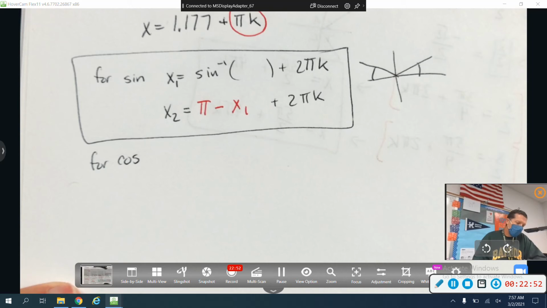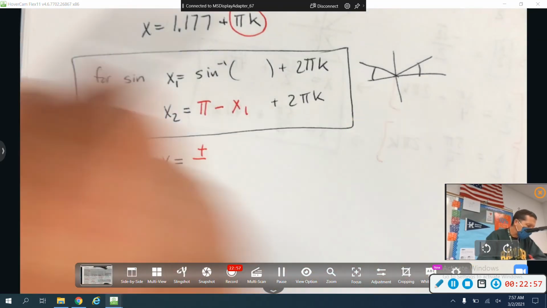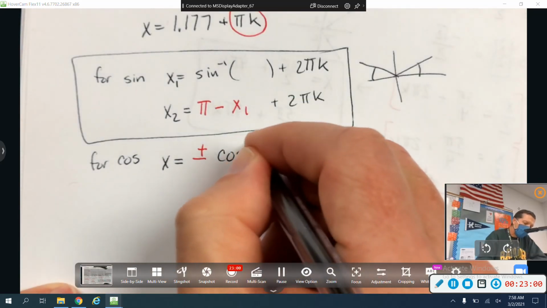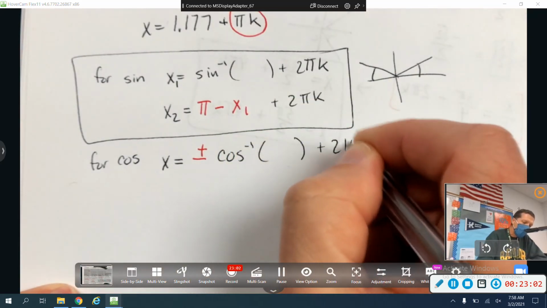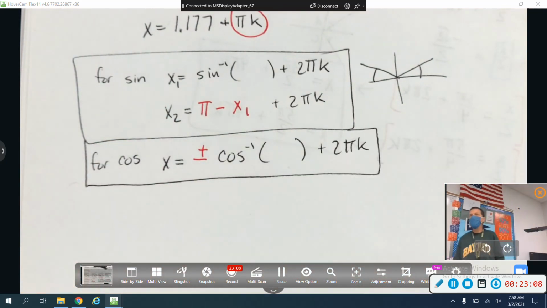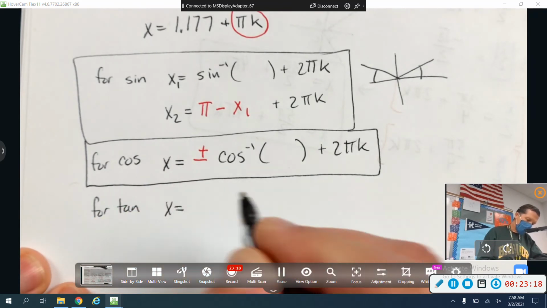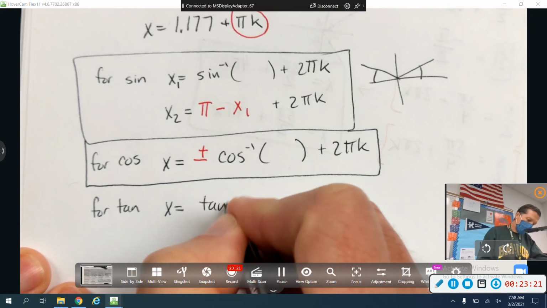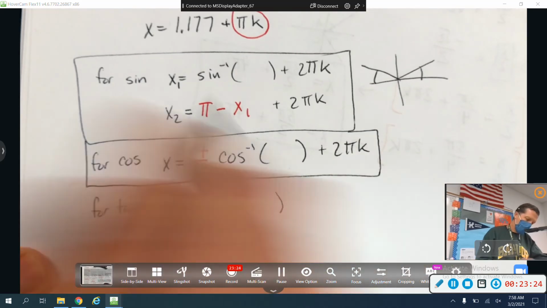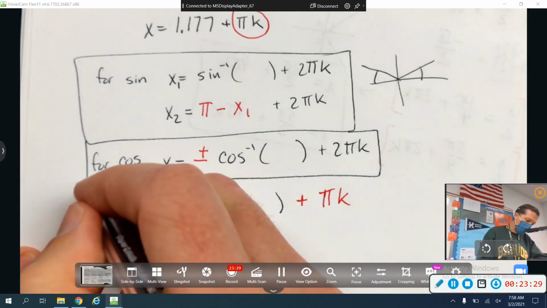For cosine, our answers are plus or minus inverse cosine of whatever plus 2 pi k. So that one's pretty easy too. Just don't forget the plus or minus. And then lastly, for tangent, well, inverse tangent of whatever, and then plus pi k will handle all of the answers.